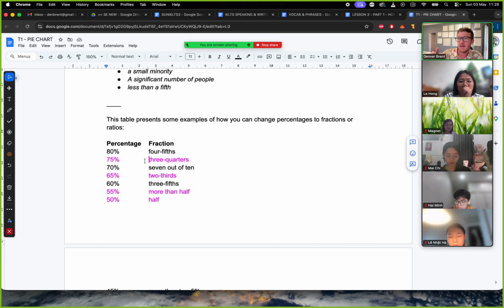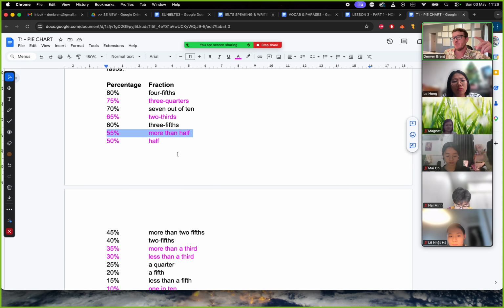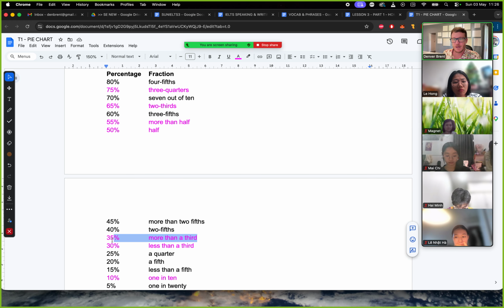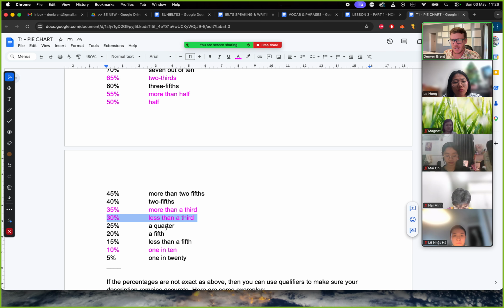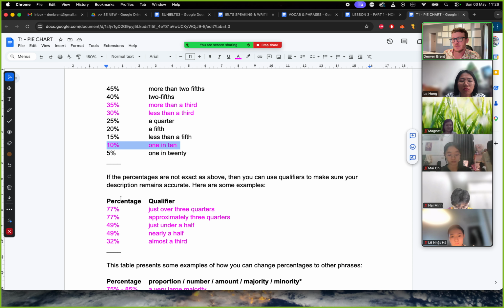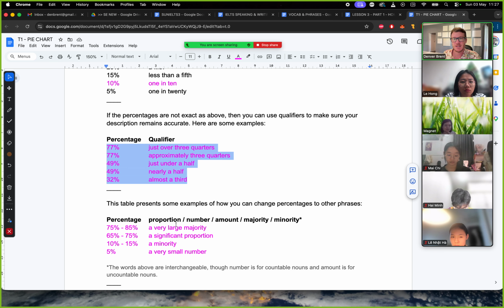You'll have percentages, but also where you're able to say 3/4, 2/3, more than a half. Okay, you could even say more than a half at 55%. You can detail it more than that. 35%, more than a third. The ones in pink are the ones that are relevant, like 1 in 20. You could say 1 in 20, especially 1 in 10 is a good one, like 1 in 10 this happened to people. You should know all of these. Just over 3/4, approximately 3/4. Okay? Just get comfortable with these phrases.